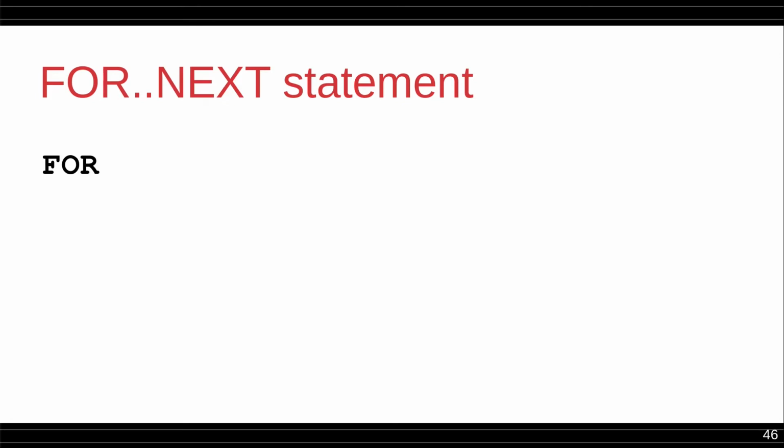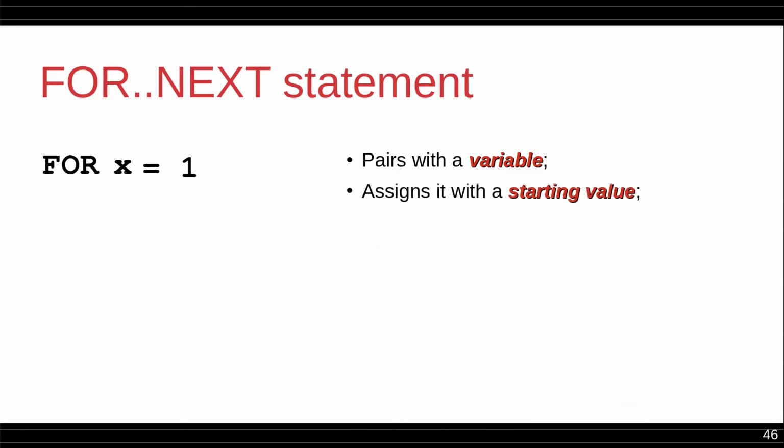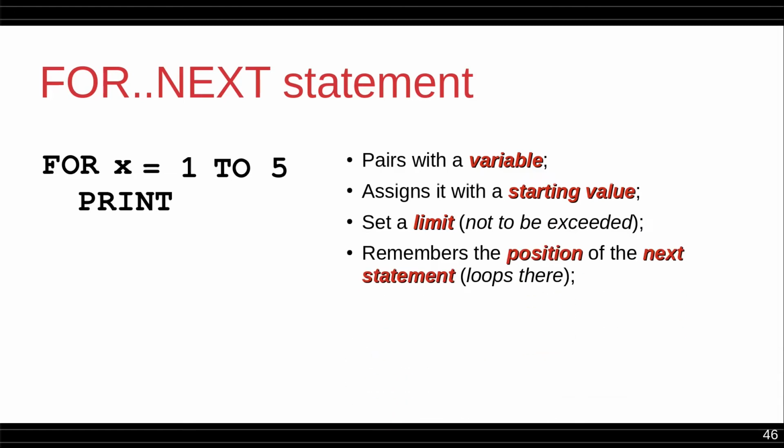The for statement pairs with a variable, any variable, and assigns it a start value. Then the to keyword establishes the limit. And finally it remembers the next statement, because that is where it returns to when it encounters next.